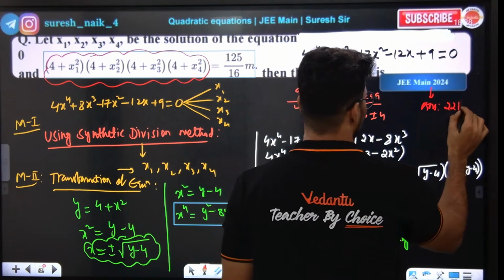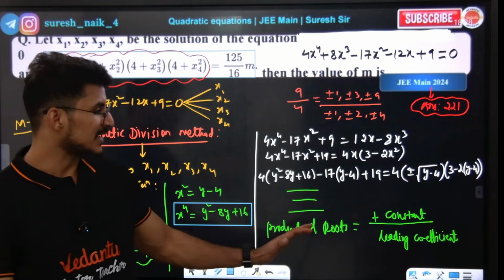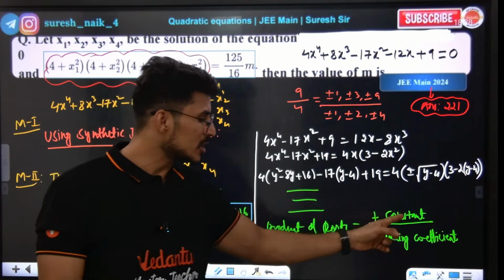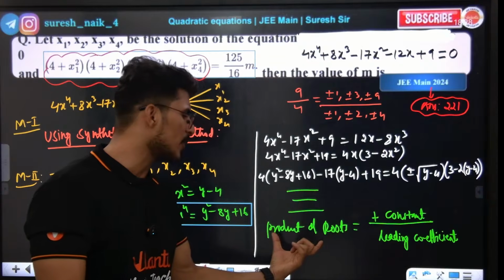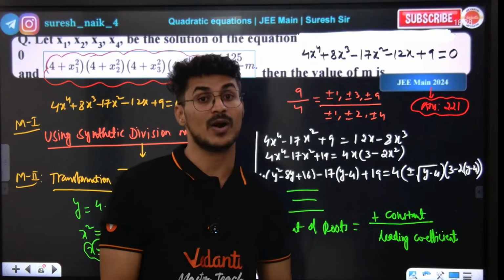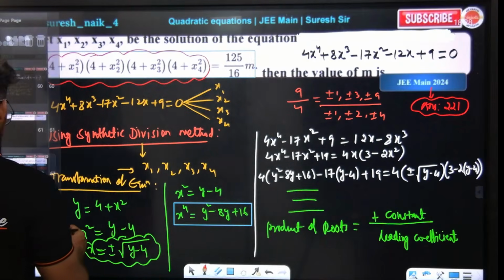I did 95% of the question. I don't have space, so the calculation here will be a little lengthy. Take constant by leading coefficient, because they are talking about the product of the roots. Product of the roots means what? Plus d by a for a quartic. Understood? Yes. Next.